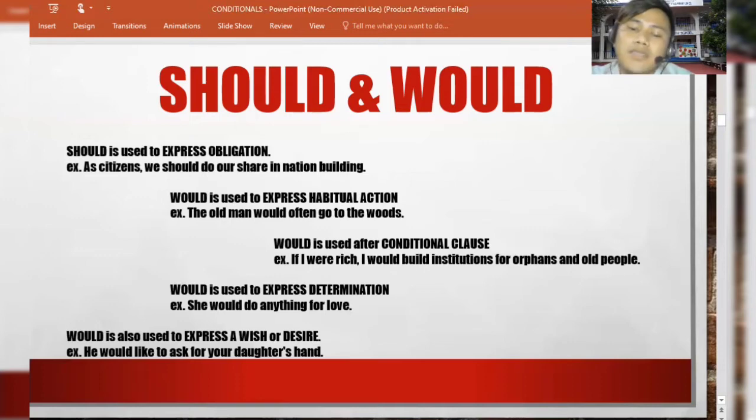All right. So lastly, would is also used to express a wish or desire. In our example, he would like to ask for your father's hand. It's not actually a wish, but it's a desire of a man to get the hand of the girl that he wants to marry. All right, so I hope that should and would is now clear to all of you on its usage.